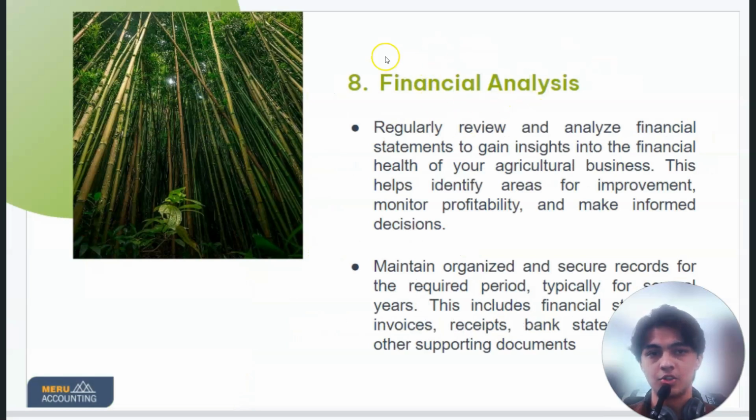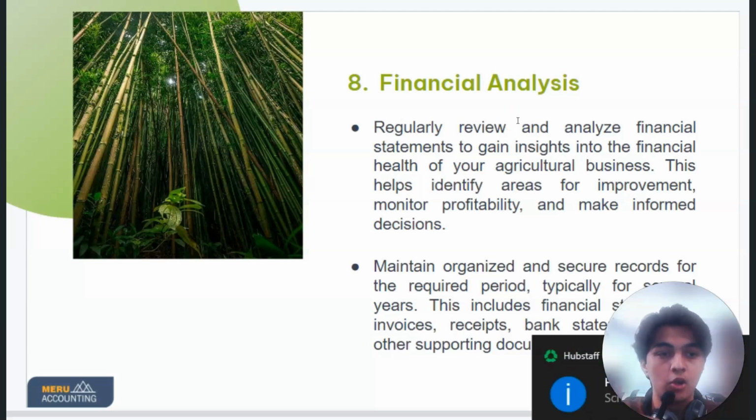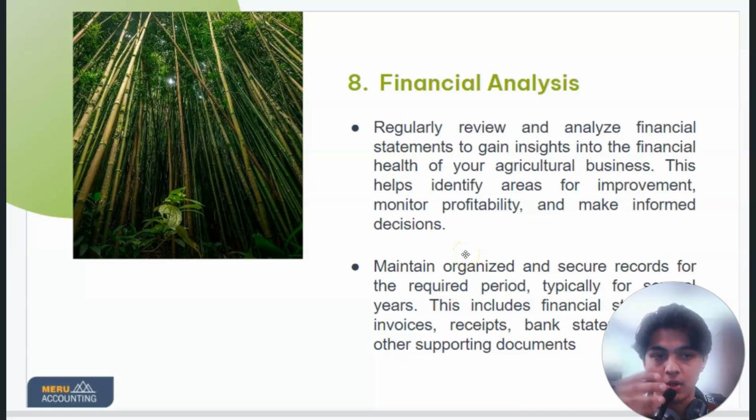Next is financial analysis. In financial analysis, you have to regularly review and analyze your financial statements to gain an insight into your business: how your business has been growing, how your business has been doing, or if there are any losses year over year. You will need all that for your upcoming decisions about your future.